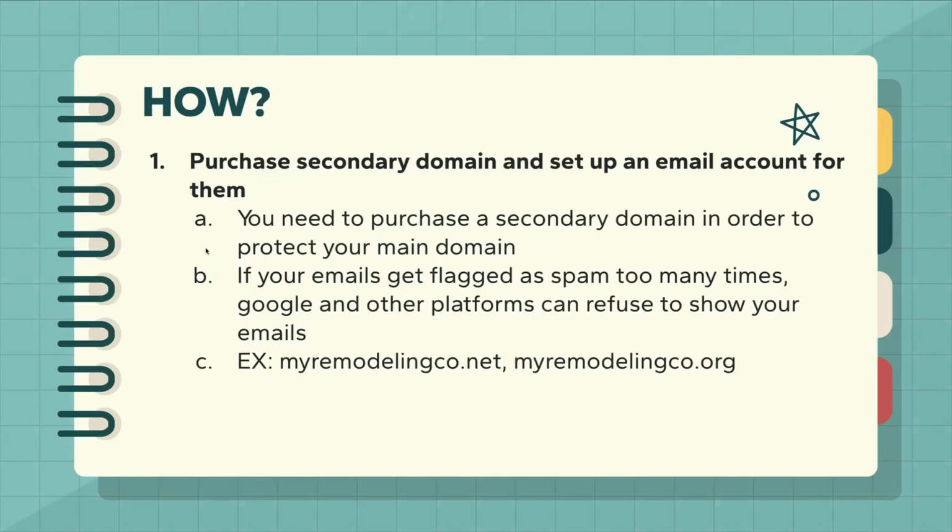So the next thing you're going to do, which gets into exactly what you need to do here, you need to purchase a secondary domain. Okay. So you need to purchase a secondary domain. And this is what you're going to use for your email campaigns. Say, for example, the name of your company is My Remodeling Company, My Remodeling Co., and your domain is myremodelingco.com. Well, you need to purchase a secondary domain to run your email campaigns off of.